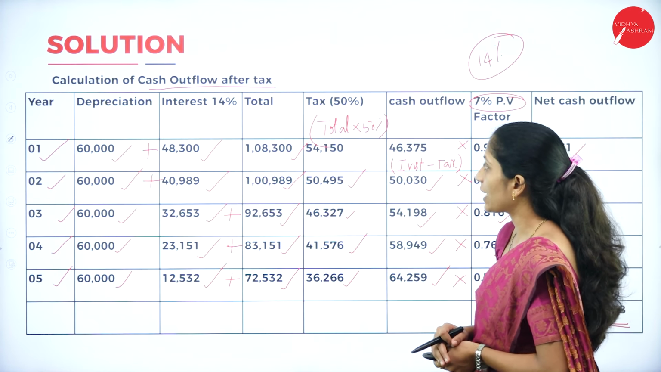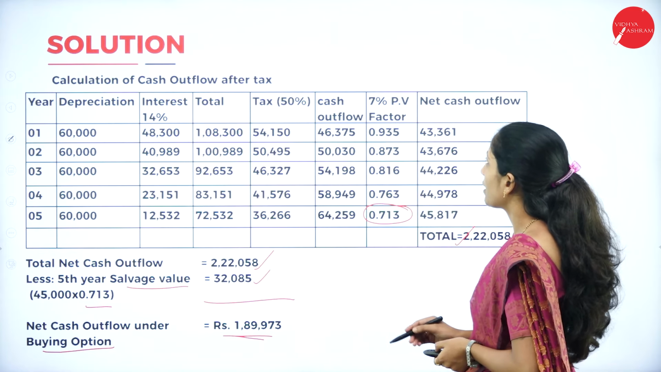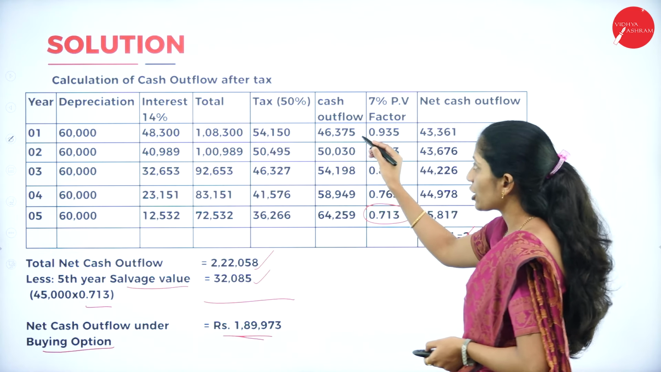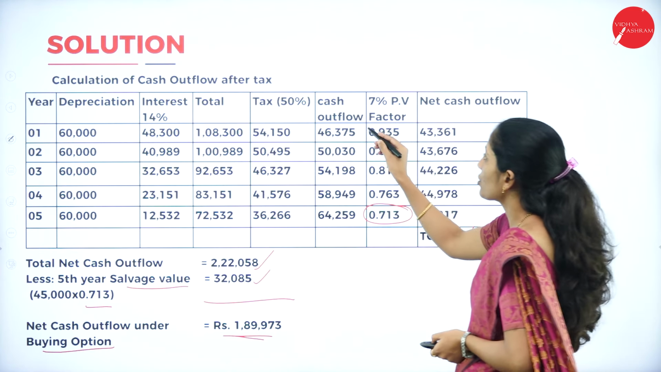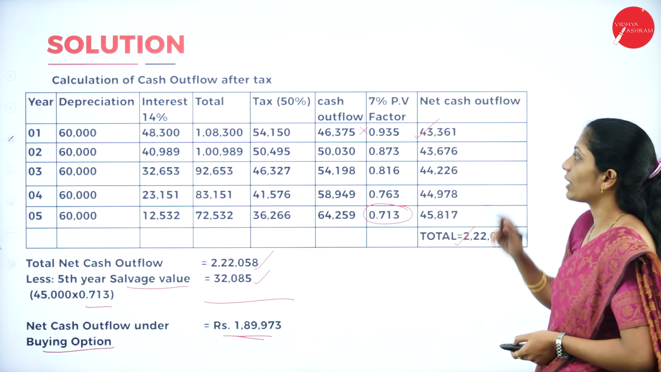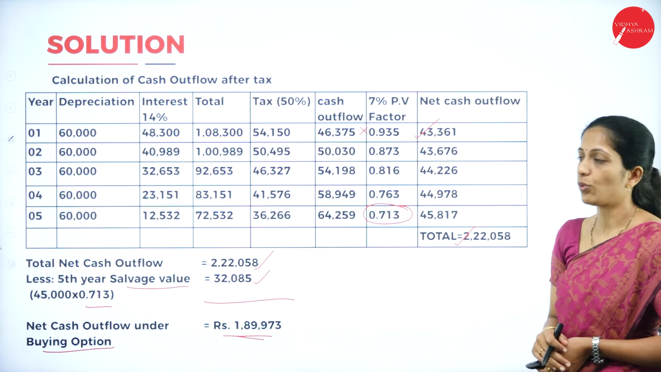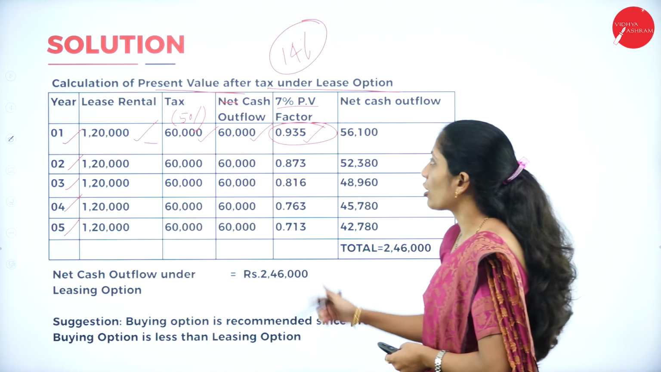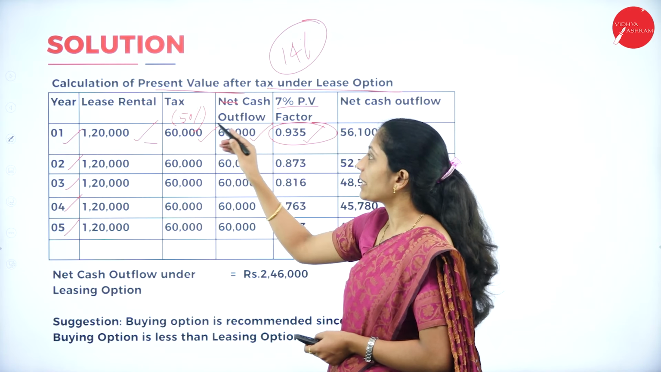So we have to take that. 0.935, that is for cash outflow into PV factor. So we'll get the net cash outflow, that is 43,361. Under the leasing option also, what is the cash outflow after deducting tax?